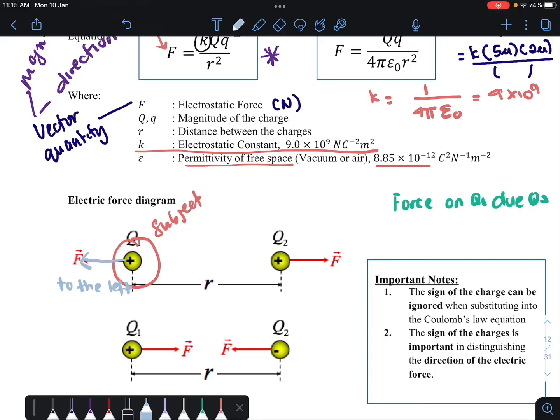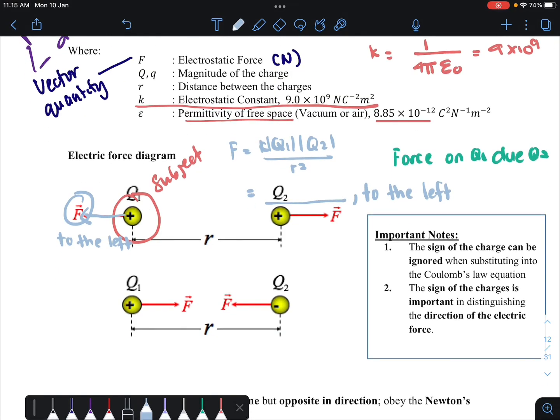Ini adalah direction dia. So, what you have to do is you use the equation above. F is equals to K. Masukkan magnitude Q1, magnitude Q2. Bahagi dengan R square, you're going to get the value. So, you press calculator, you're going to get the value that this force is experiencing. And then direction dia tulis to the left. Begitu juga if you were to place a positive and negative charge next to each other, it doesn't matter apa sign pun, yang penting kita tengok either dia nak attract ataupun repel. Kita identify macam biasa, basic knowledge.